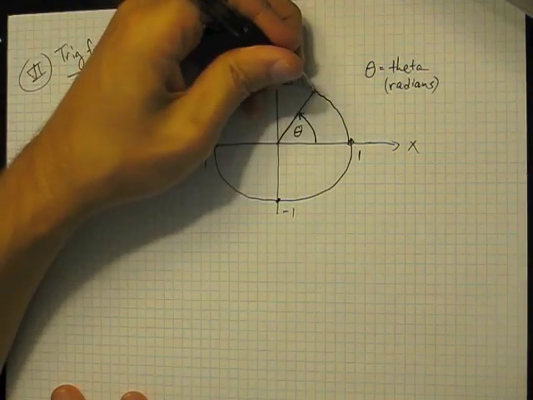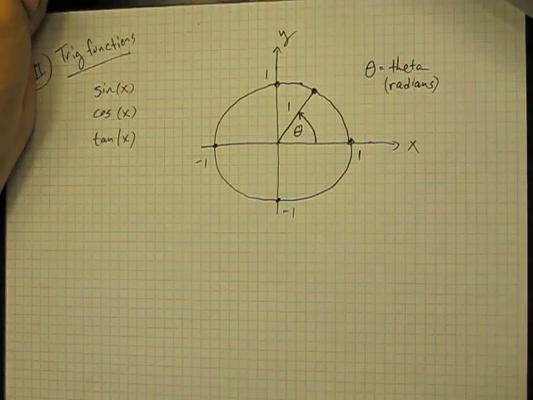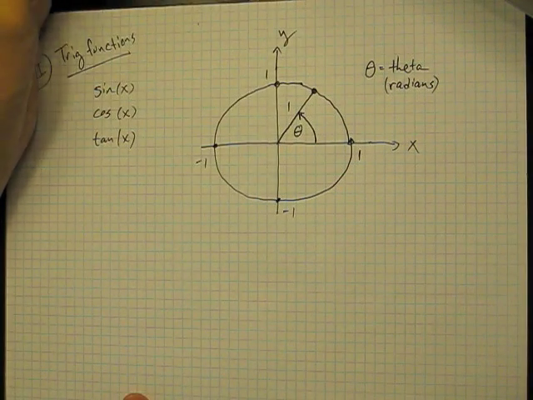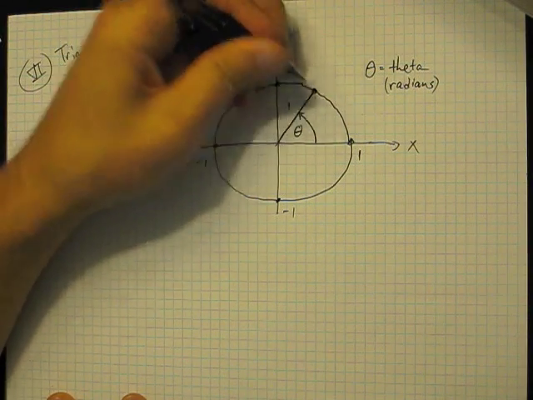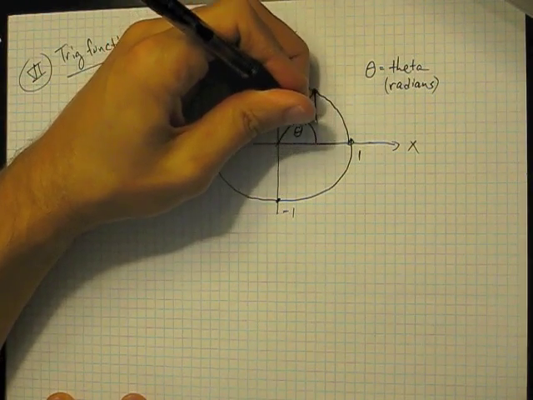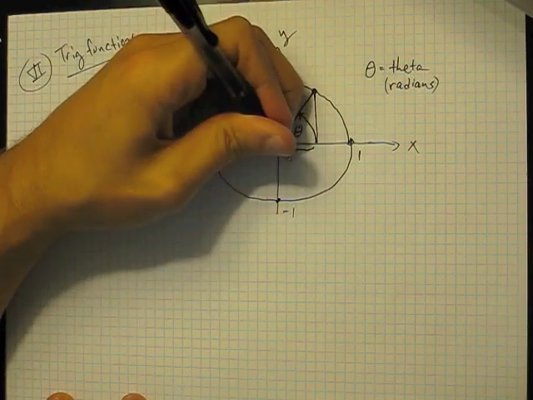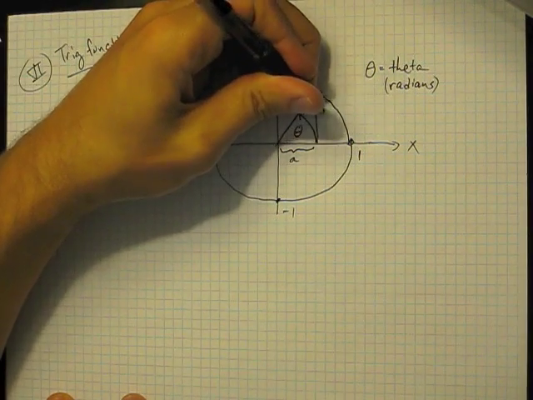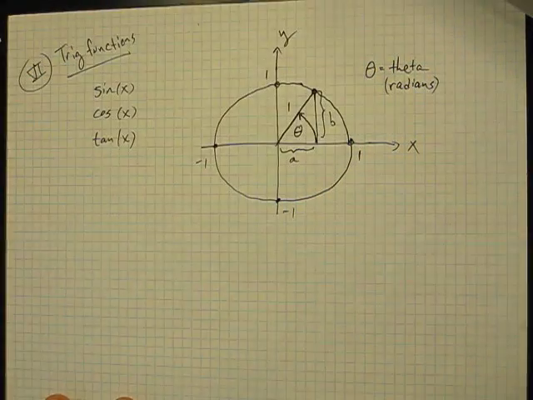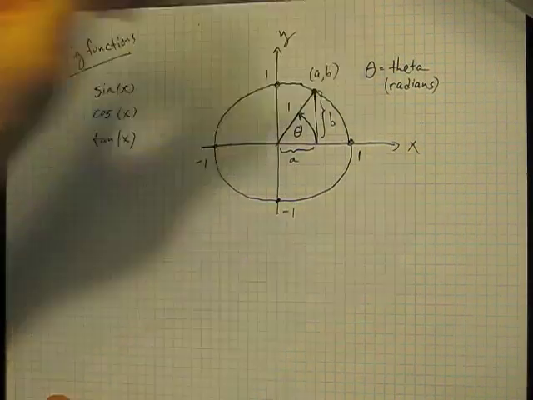But anyway, what do we notice about this? This is a radius 1 circle, so the length of this segment right here is 1, and then if I look right here, I've got an x value, let's call it a, and a y value, let's call it b. So the coordinates of this point here are a and b.